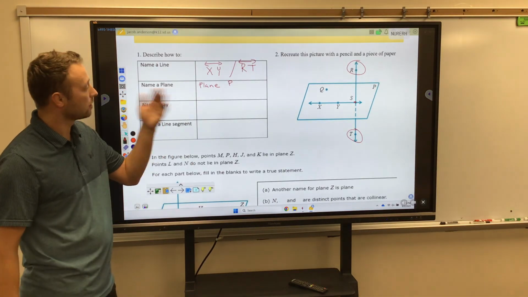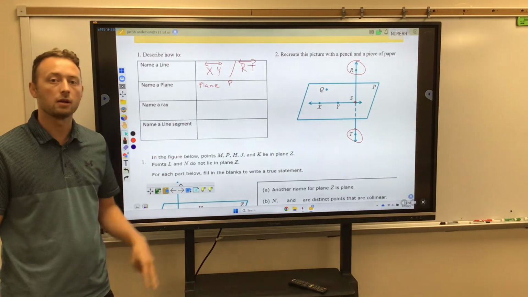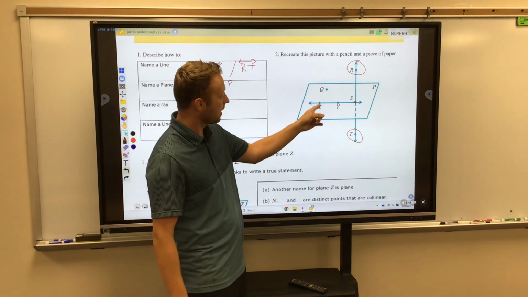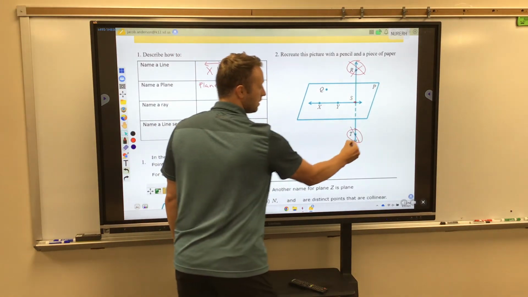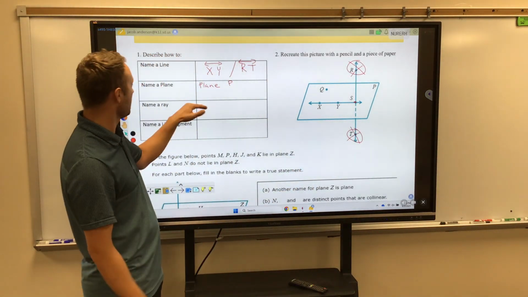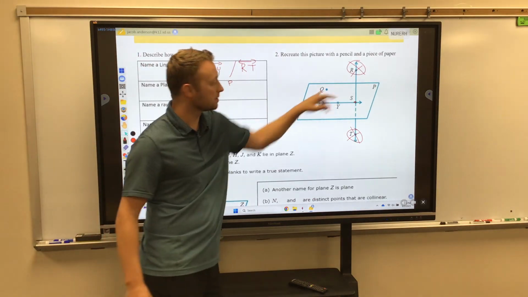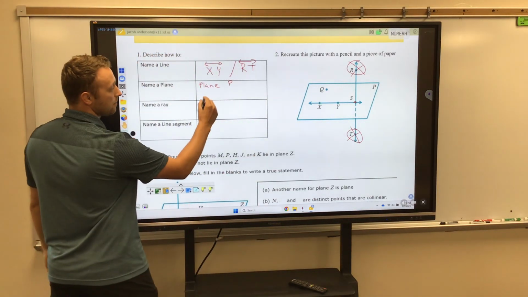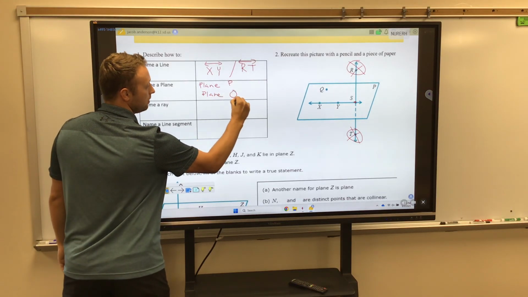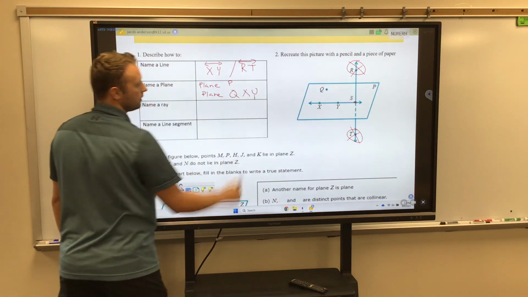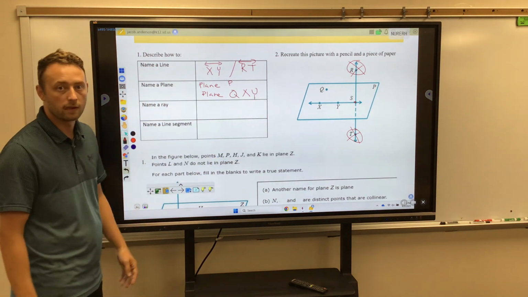Otherwise, I would like you to try naming it with 3 points. And remember, those points have to be non-collinear points. So I can't just use X, Y, and S. I also will not use R and T. Those aren't even on the plane, so you can't name a plane using R and T. So I've got these 4 options, and they have to be non-collinear. So one example could be plane Q, X, Y. Those 3 points do not form a line, so that works.